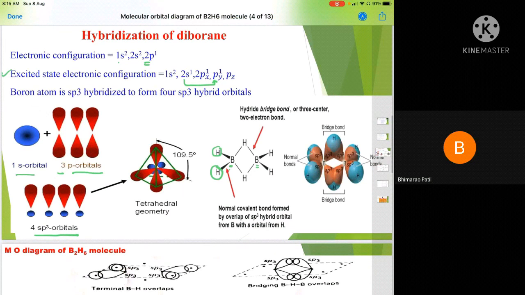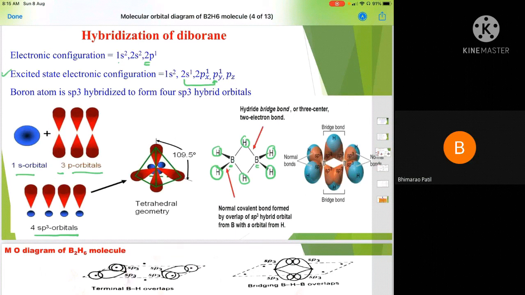Similarly, if you consider the other boron atom, then two sp3 hybrid orbitals of that boron atom combine with the 1s atomic orbitals of two hydrogen atoms to form another two terminal covalent bonds. Then the bridging bond is formed. This bridging bond is formed between boron, hydrogen and boron.